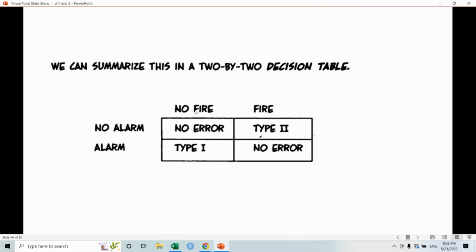So if there's no alarm and no fire, then there's no error. If there's no alarm and there is a fire, that's a type 2 error. That would be really bad. So if there's an alarm and no fire, then that would be type 1. So that would be like a false alarm, right? Not too bad, just an irritation. And then if there's an alarm and a fire, well then that's no error because the alarm did what it was supposed to.